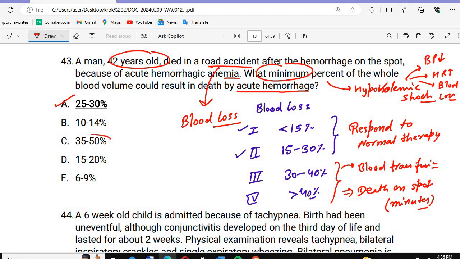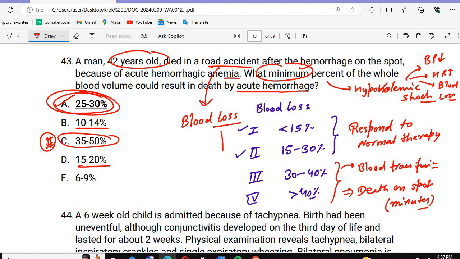The answer for this question should be 35 to 40%. But different countries have different guidelines. So according to that, remember that if 25 to 30% is given in the question, that can also be the minimum, because they asked for the minimum. The minimum is 25 to 30%. In 10 to 14% and 15 to 20%, we can respond to the normal therapy. But 25 to 30% is prone to death.